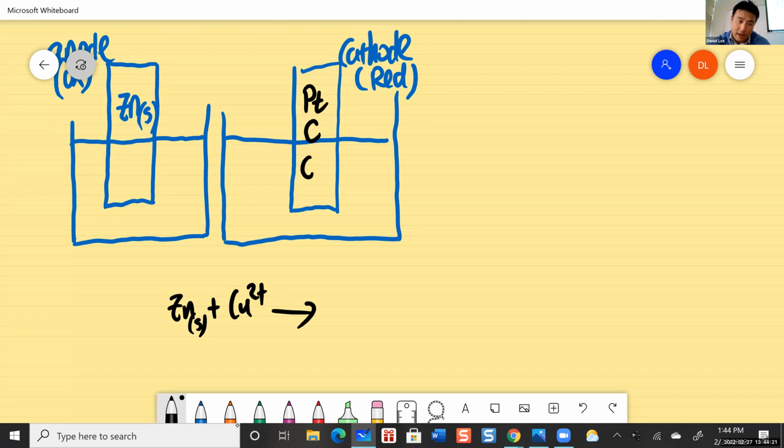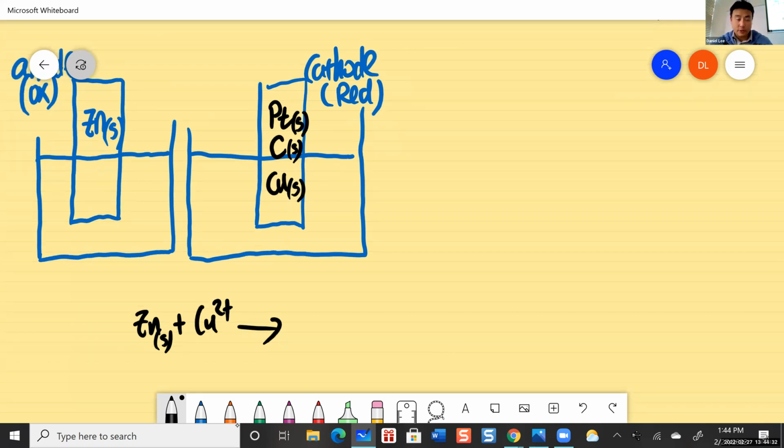You can put carbon, like your lead pencil, graphite, because graphite is a conductor. You can also put copper metal. So there are a lot of different possibilities. I'm going to put all 3 here. You can pick whatever you want, but you do not need copper metal. You need copper 2+. So you need a bunch of copper 2+ in the solution in the cathode beaker.